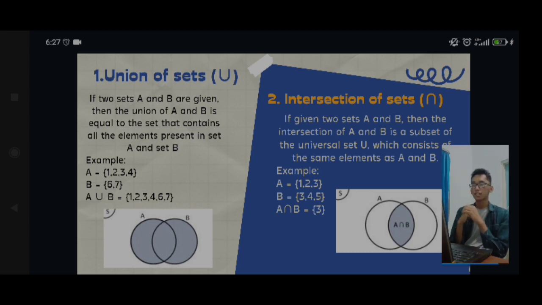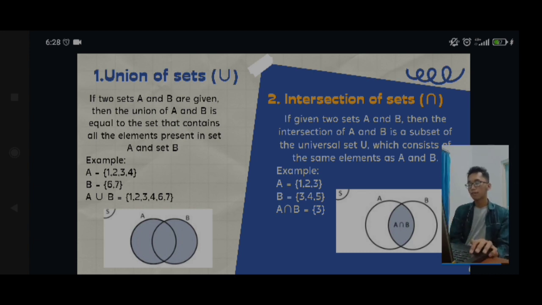The next is intersection. If given two sets A and B, then the intersection of A and B is a subset of the universal set U, which consists of the same elements as A and B. So in intersection, we just use the same elements in sets A and B. For example, if A has 1, 2, 3, and B has 3, 4, 5, both A and B have the same element, which is 3. That's why the intersection of A and B, which is symbolized by an upside-down U, is 3, because 3 is the only element that both A and B have.